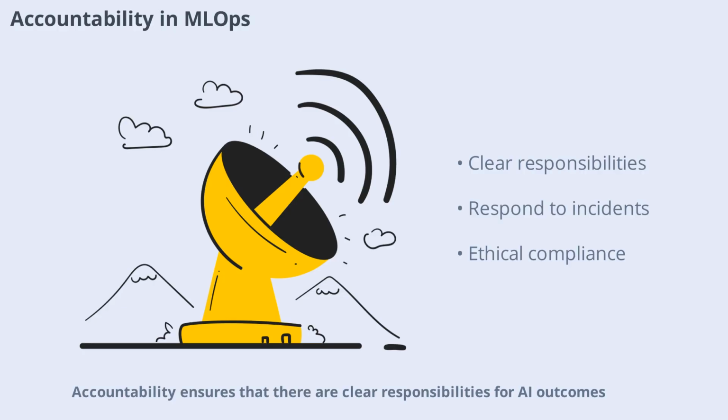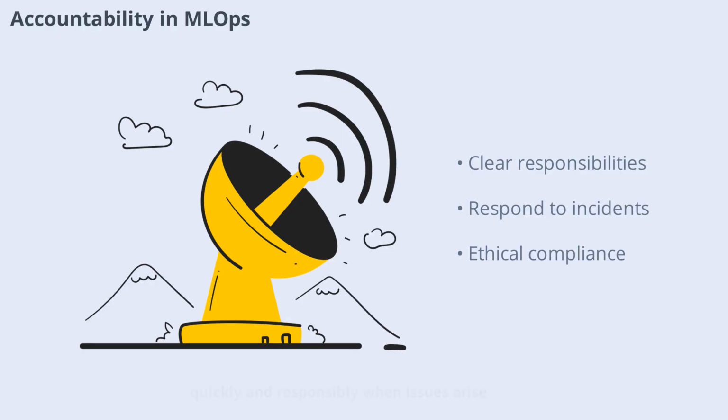Accountability ensures that there are clear responsibilities for AI outcomes. Teams should define who is responsible for model performance, ethical compliance, and responding to incidents. Accountability frameworks help organizations act quickly and responsibly when issues arise.